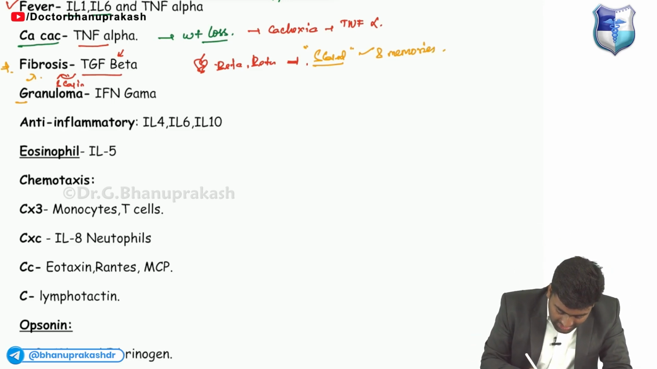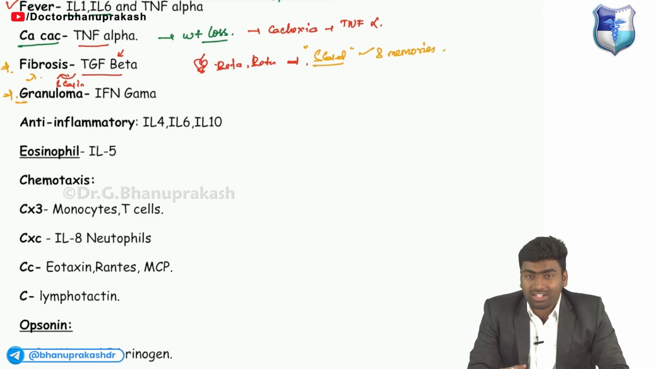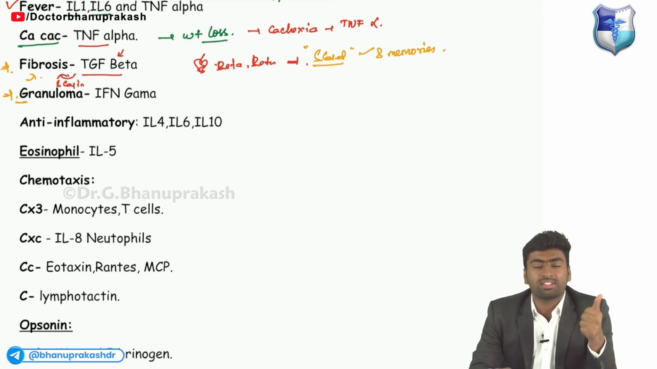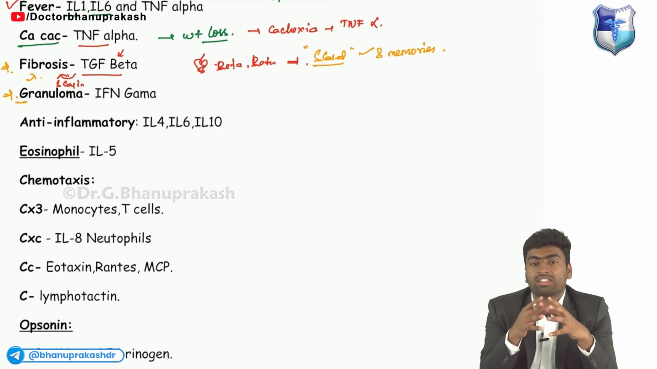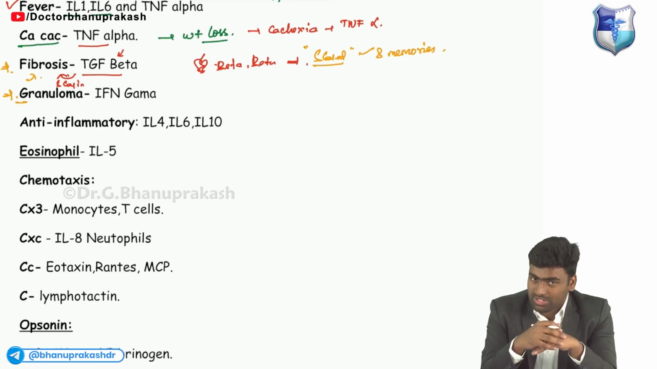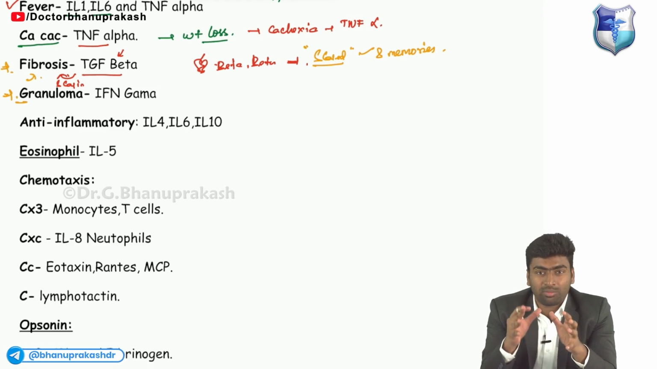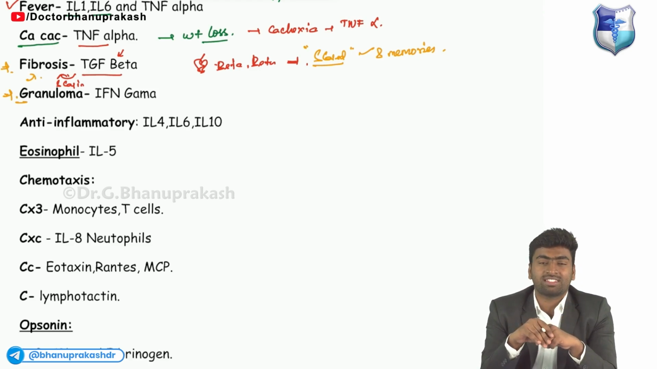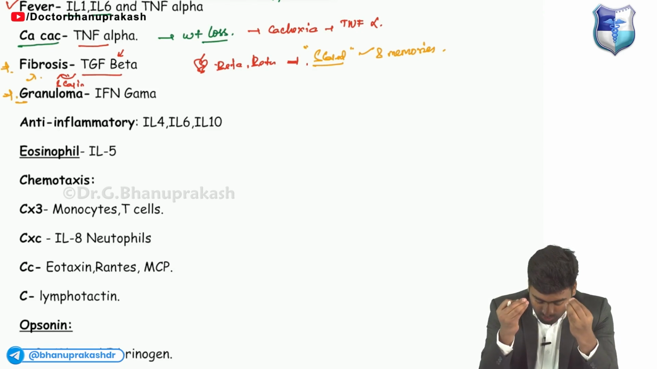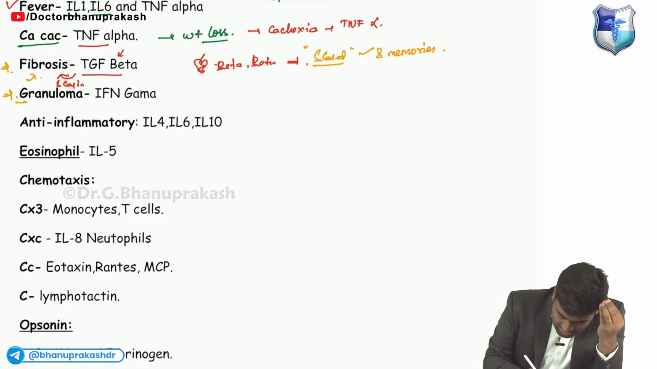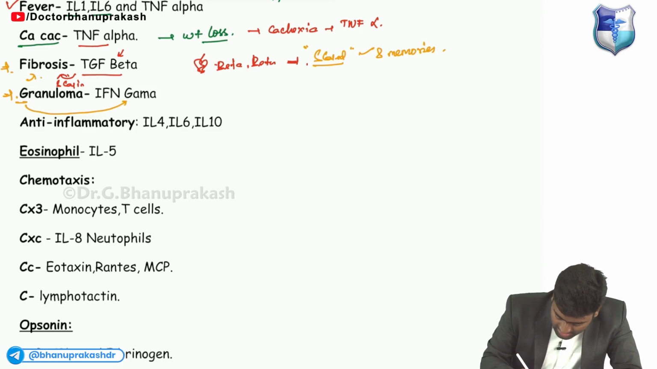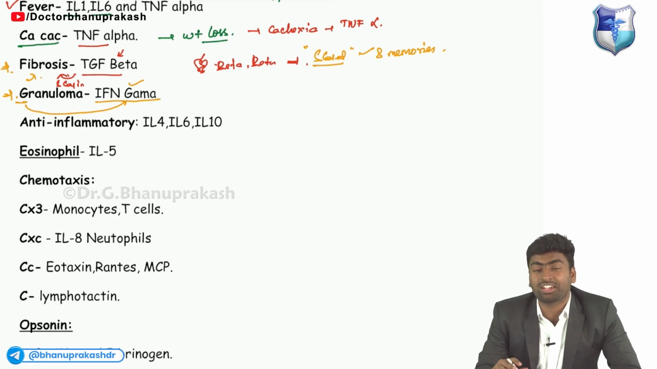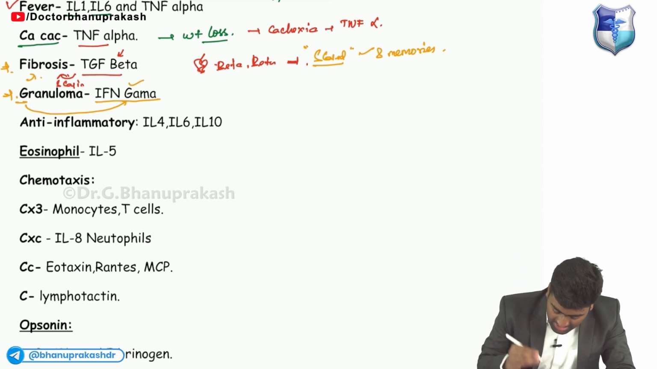Then, if you're able to see the next one, there are a few conditions, for example, in a case of tuberculosis, in a case of leprosy. They are chronic granulomatous inflammation. So in such cases, there needs to be formation of this granuloma. And this granuloma is due to this interferon gamma, G for G. So interferon gamma will lead to the formation of this granuloma.